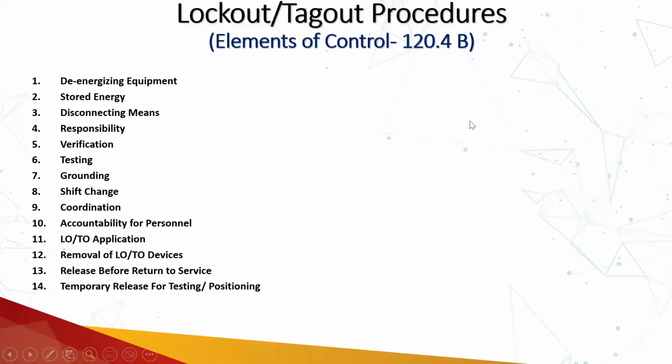So these are basically the elements of control which we have covered in 120.4(B), the elements of control. So there are 14 elements of control which we have covered now. In 120.4, it's divided into two parts, planning and elements of control. There are 5 planning parts and 14 elements of control. Any questions or any clarification required on this one?